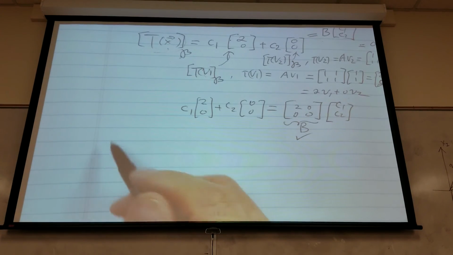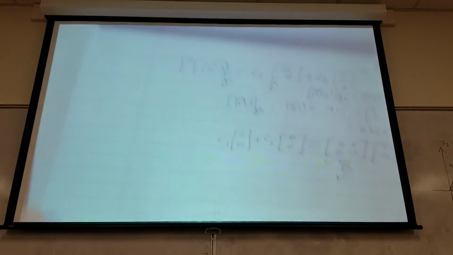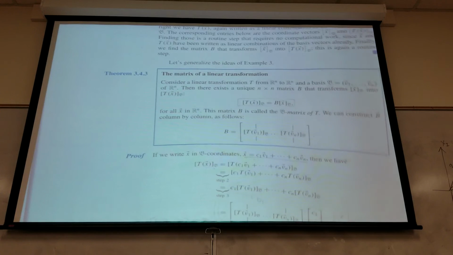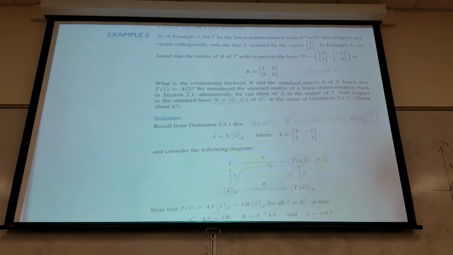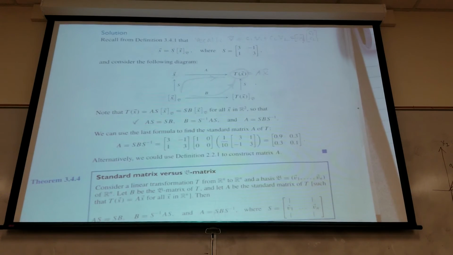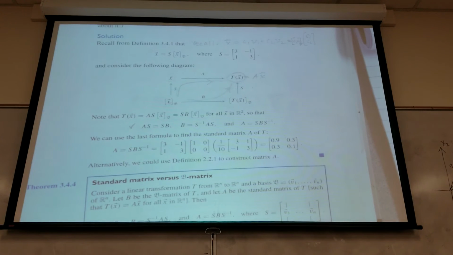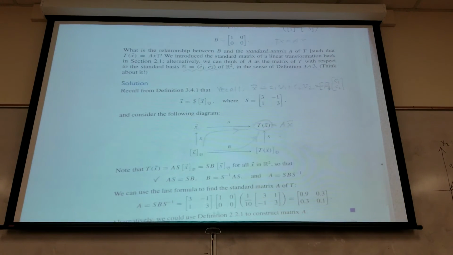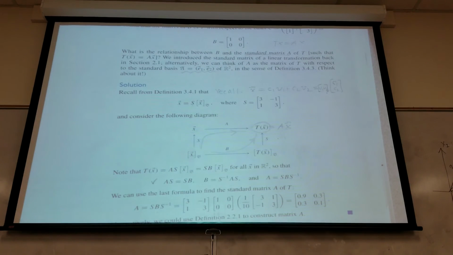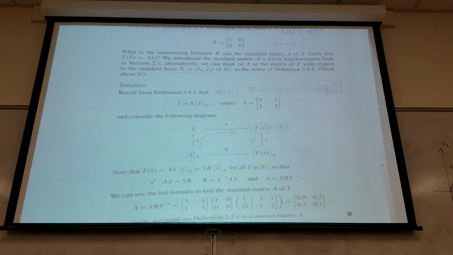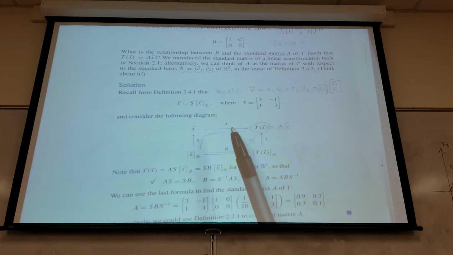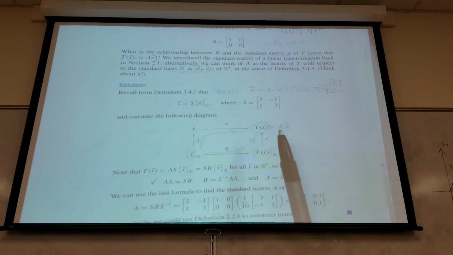Now, how about the S inverse AS? That also can be derived by the diagram. So here is the diagram for the formula, S inverse AS. That's confusing. Okay? So, again, you begin with X. Begin with X. Going to this side.